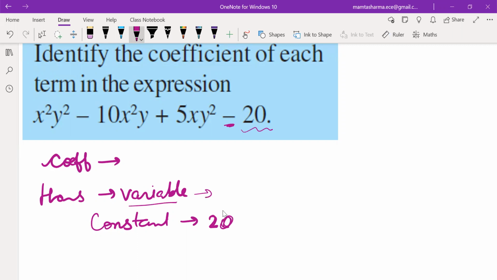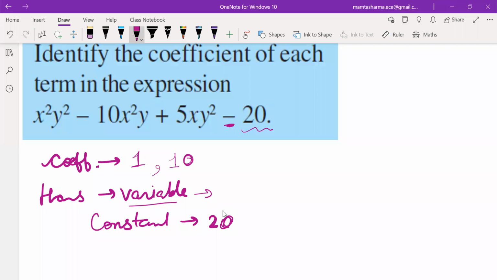Now variable. Manideep, tell me the variable. How many variables are there? Ma'am, you said coefficient, right? Yes. Coefficients are, ma'am, x square y square is 1. Yes. So the coefficient is 1. X square y is minus 10.